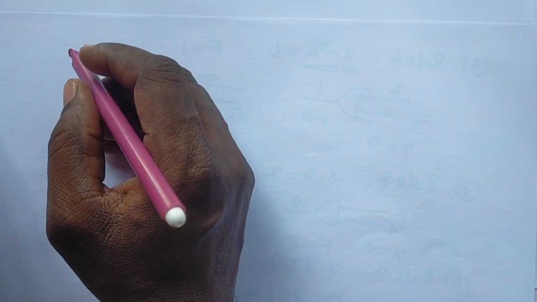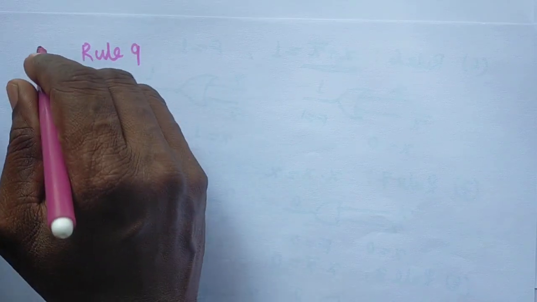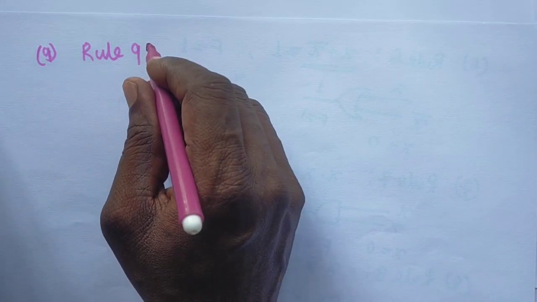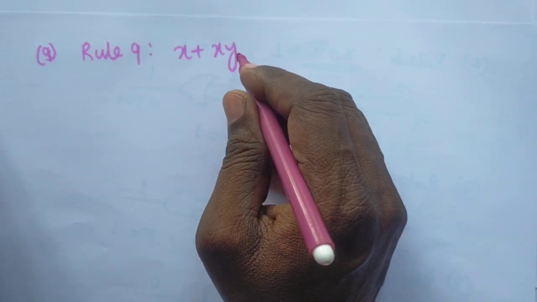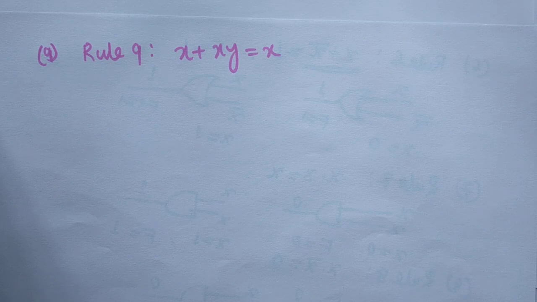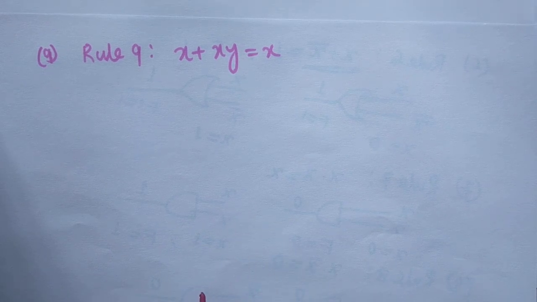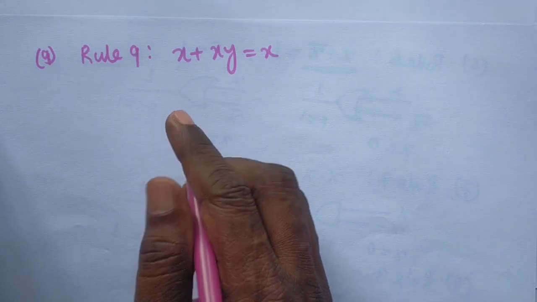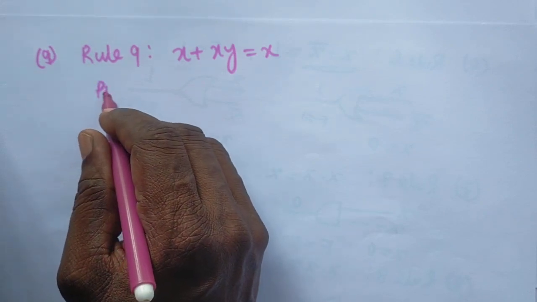Okay, so another rule, rule 9, that is x plus xy is equal to x. We will prove it based on the previous rules of Boolean algebra. We just apply those rules and prove it. Now we have to prove x plus xy is equal to x. Very simple way.